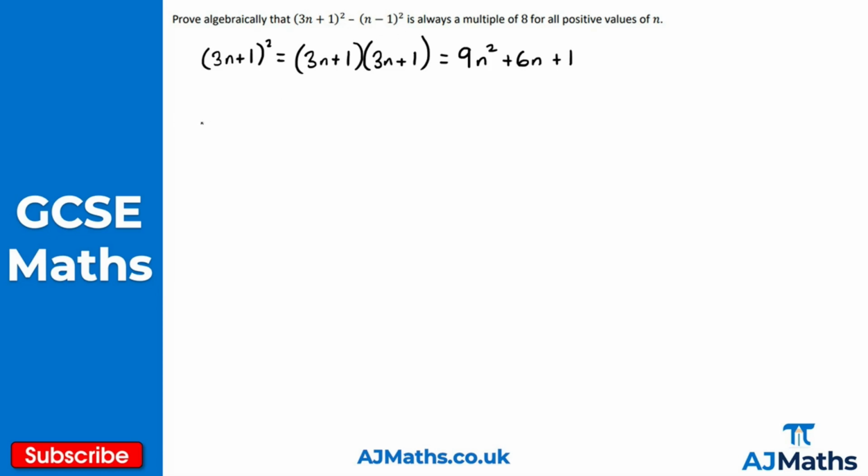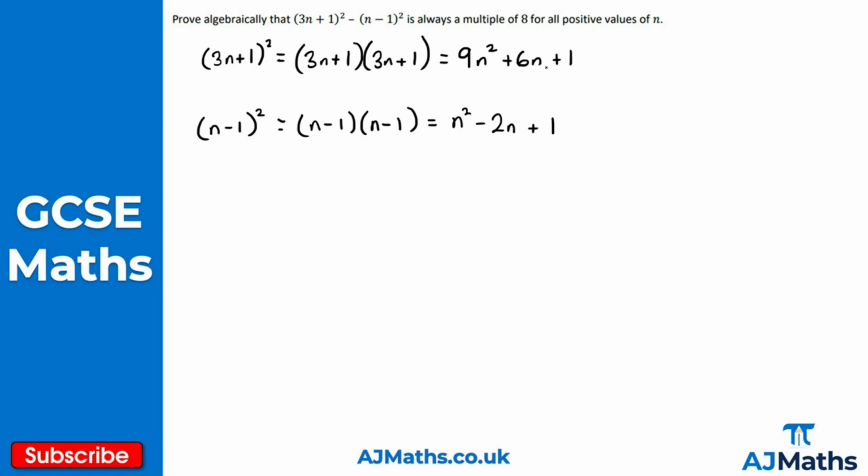So if I just expand this separately here, so n minus 1 all squared. In that case, we're going to get n minus 1 times n minus 1. So that's going to give me n squared, minus n and then minus another n, so that's minus 2n. And then minus 1 times minus 1 will give me plus 1. So we get plus 1 there. So again, just take care with the signs as well. Very easy to make a mistake here.